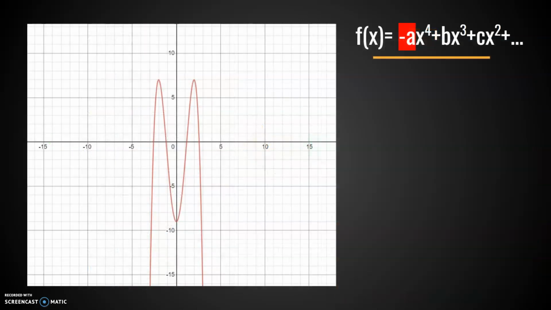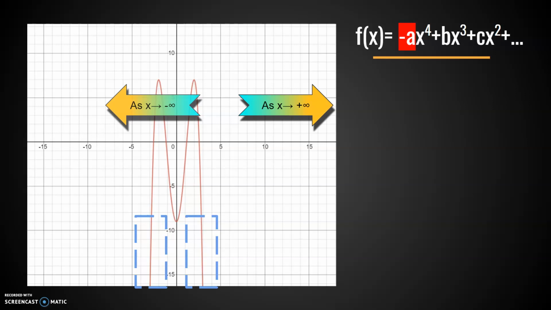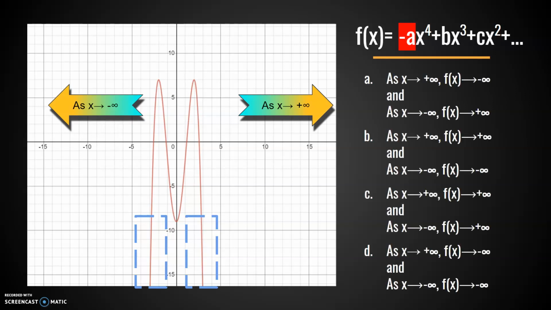Now for this next example, we have a negative leading coefficient with an even exponent of 4. When the leading coefficient of a polynomial is negative, the end behaviors of the graph are different than if the leading coefficient is positive. As we observe the ends of this graph, it can be said that as x approaches positive infinity, f of x approaches negative infinity, and as x approaches negative infinity, f of x also approaches negative infinity. Our answer is D.